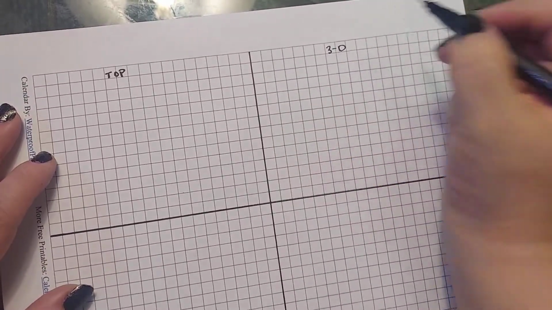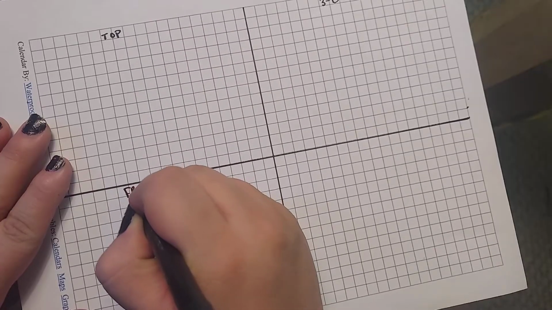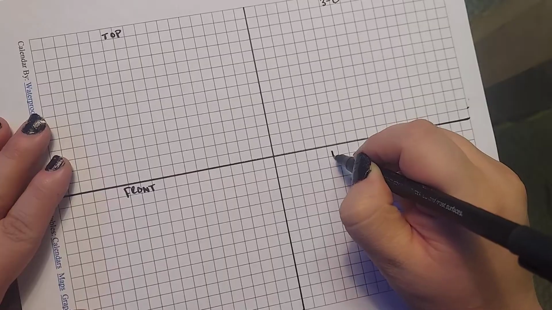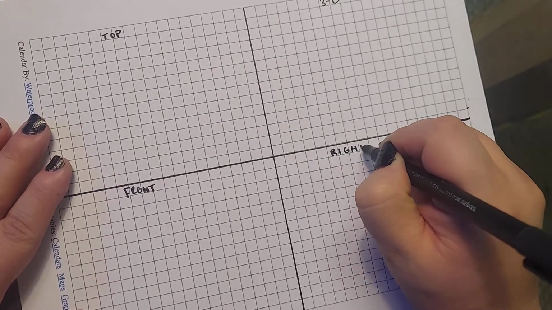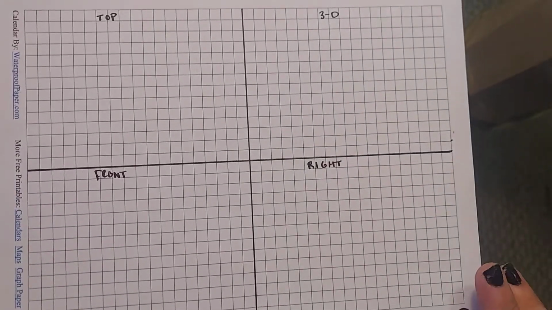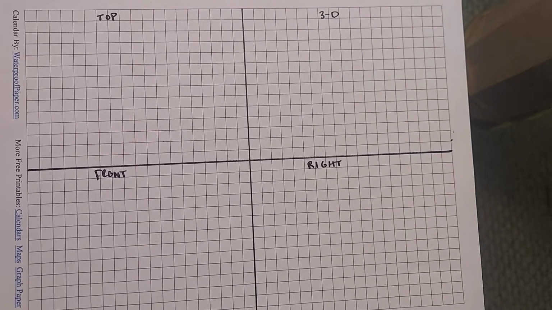We have 3D, front, and right. The reason why we write in all capital letters is that no matter how quickly you write in capital letters, it is more legible than if we wrote in upper and lowercase.